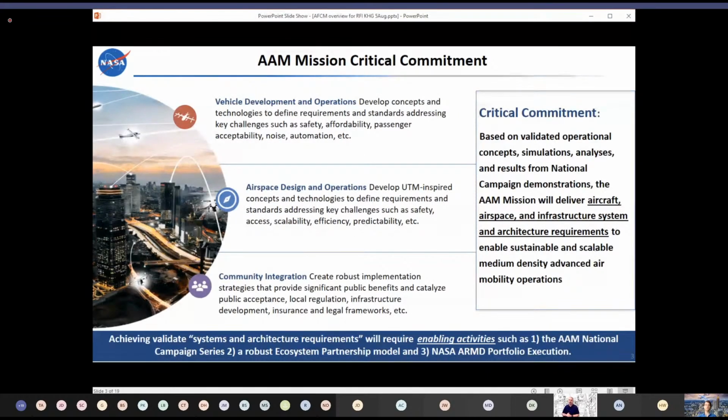So just a little bit of brief background. I think most people, if you're regular participants in these working groups, you're familiar with the idea of NASA's critical commitment in the AAM area. It's basically to define an overall system architecture and corresponding set of requirements and interfaces that moves the community towards this UML4 operating capability. I'll touch briefly on UML4 in a moment.